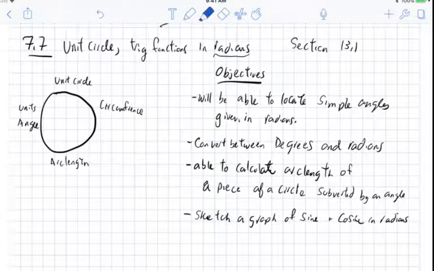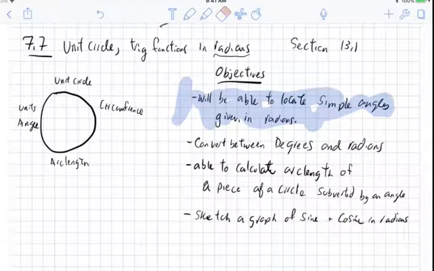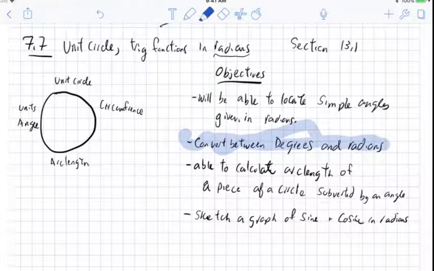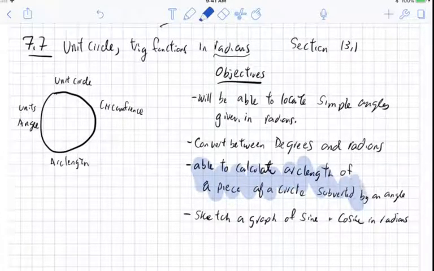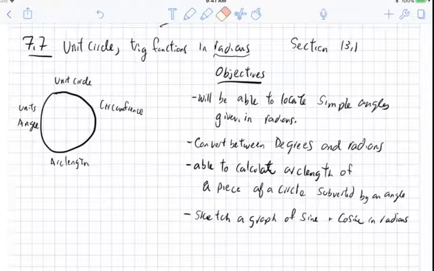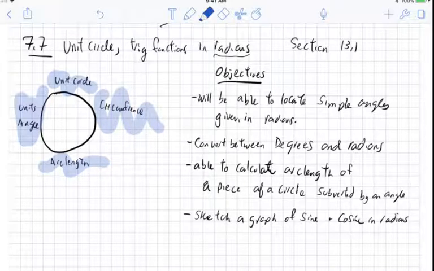But at the end of this, you're going to be able to locate simple angles given in radians on the unit circle. So if I give you an angle, you're going to be able to find it on the unit circle. You're going to be able to convert between degrees and radians, because sometimes it's helpful to go from degrees to radians. You're going to be able to calculate arc length subtended by an angle. You'll know what the word subtended means. And you'll be able to sketch a graph of sine and cosine in radians. So unit circle, arc length, units of angle, circumference, it's all in here. Way to go.